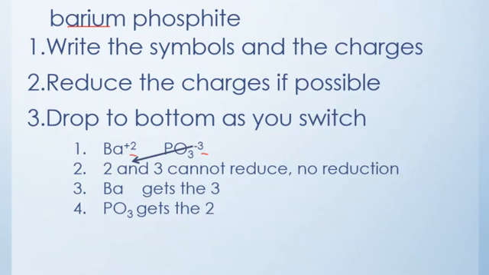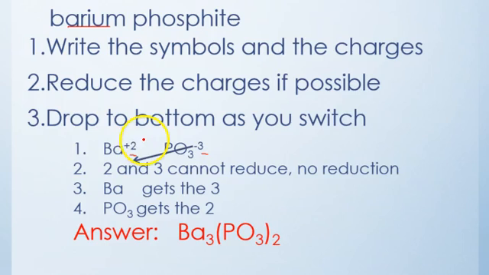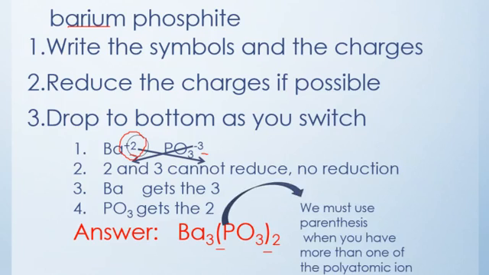So the Ba gets the 3, and the PO3 gets the 2. And because this number is not a number 1, I'm going to need parentheses to keep it straight that I have 2 of the PO3 ions. Be sure that you have parentheses when you have more than one polyatomic.